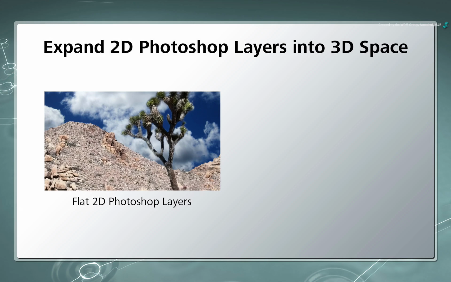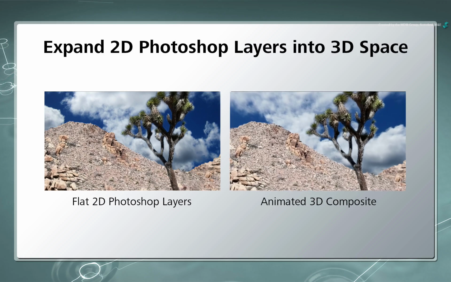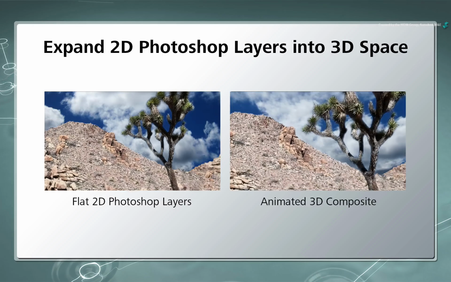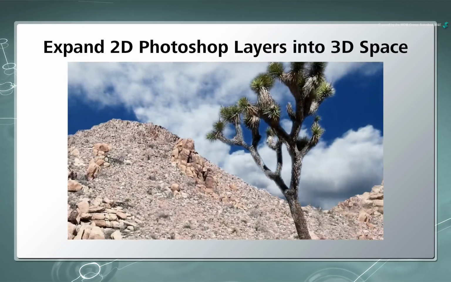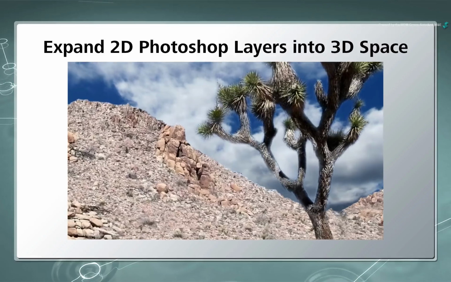In this video, I'm going to show you how to take a flat 2D layered Photoshop file and expand the layers out in Smoke's 3D compositing space. This will allow you to create 3D animation moves from seemingly flat two-dimensional images.